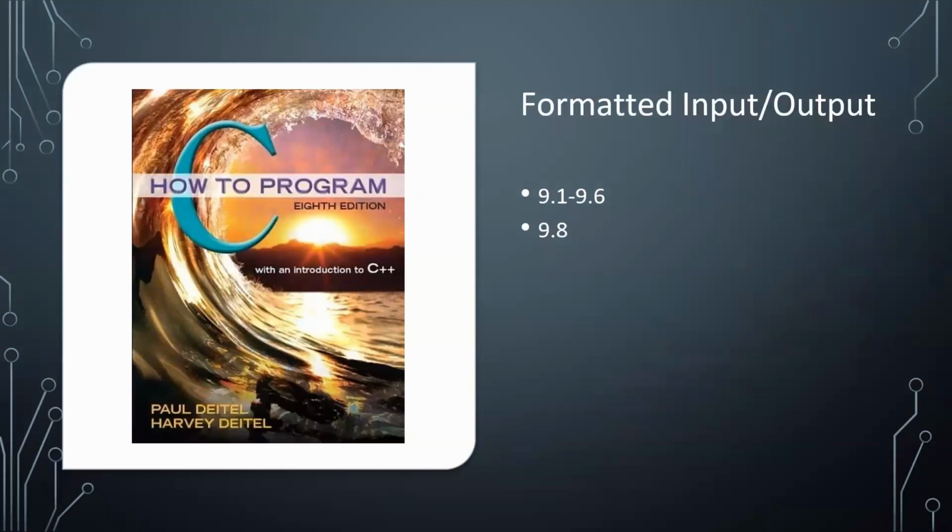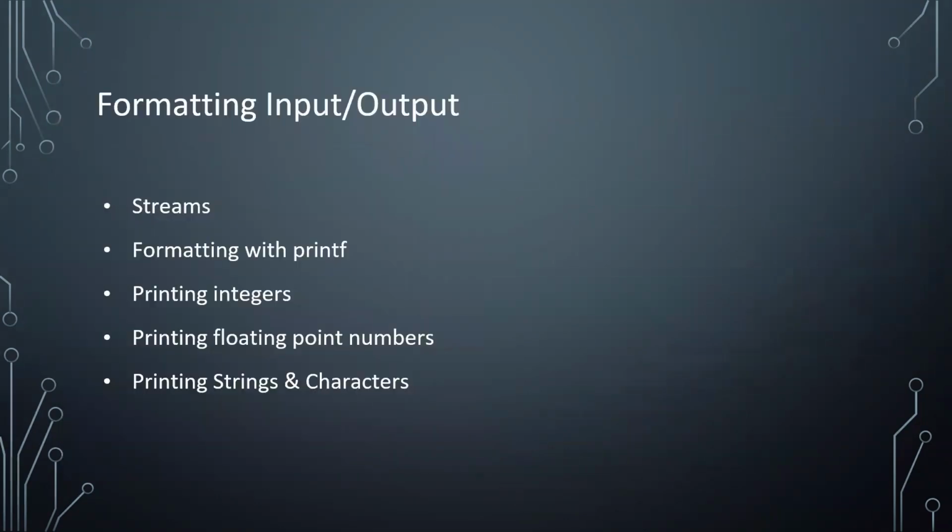Next, we did formatted input and output, which is chapter 9, sections 1 through 6, and section 8. We talked about streams and formatting with printf and how to print integers, how to print floating point numbers, and then finally how to print strings and characters.